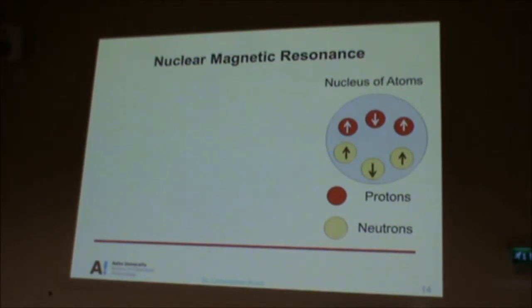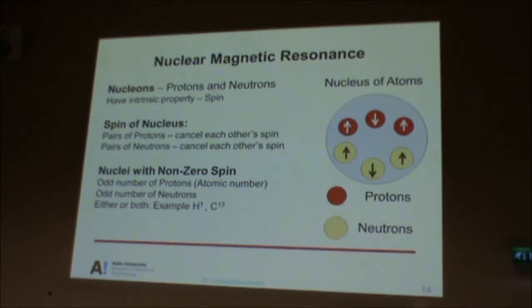Okay, so now everybody knows that any atom consists of a nucleus, and inside the nucleus you have nucleons, protons and neutrons. Now, one of the intrinsic properties of every nucleon is that they have a spin. Generally, pairs of nucleons have opposite spin. For example, two protons have opposite spin and they cancel each other. The same applies to neutrons. Now, if a nucleus has an even number of protons, there won't be any net spin for the nucleus.